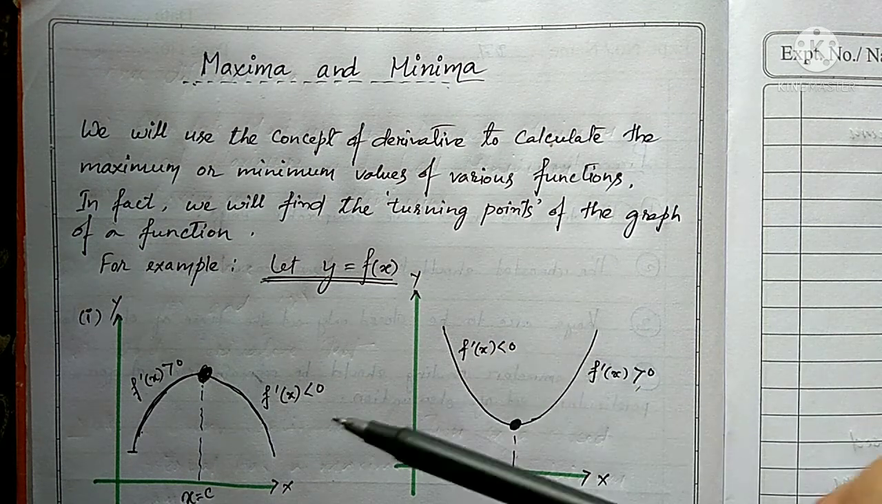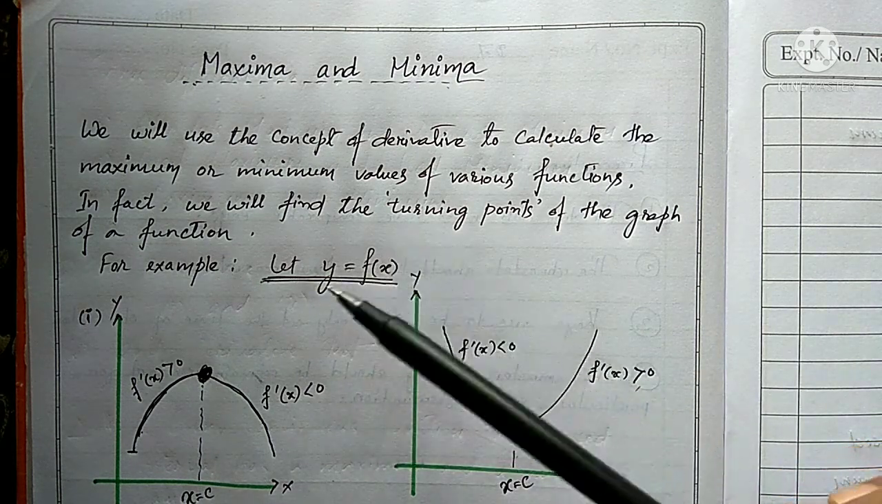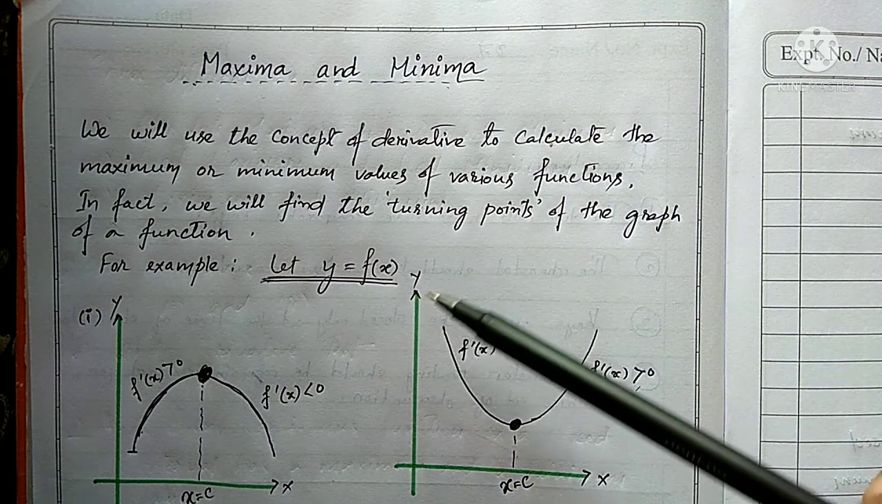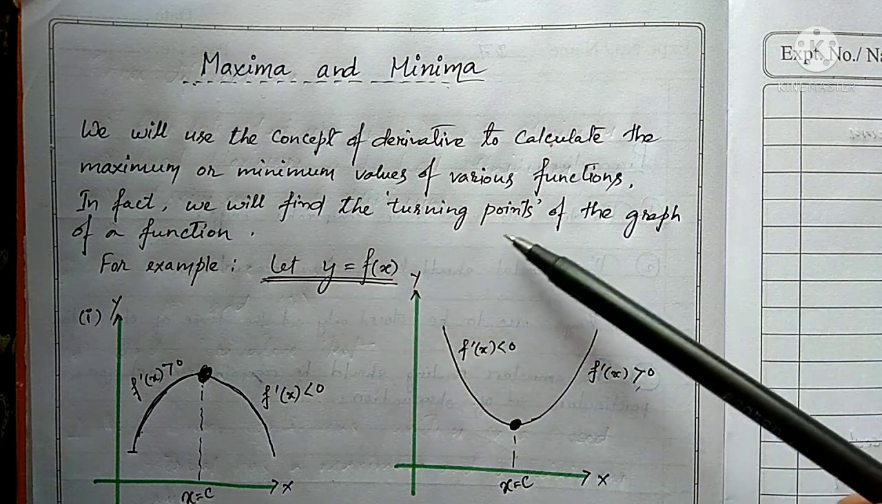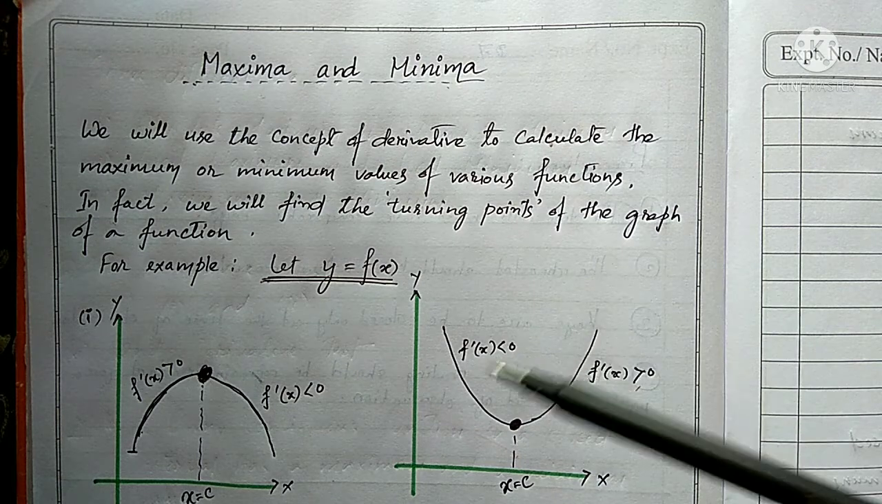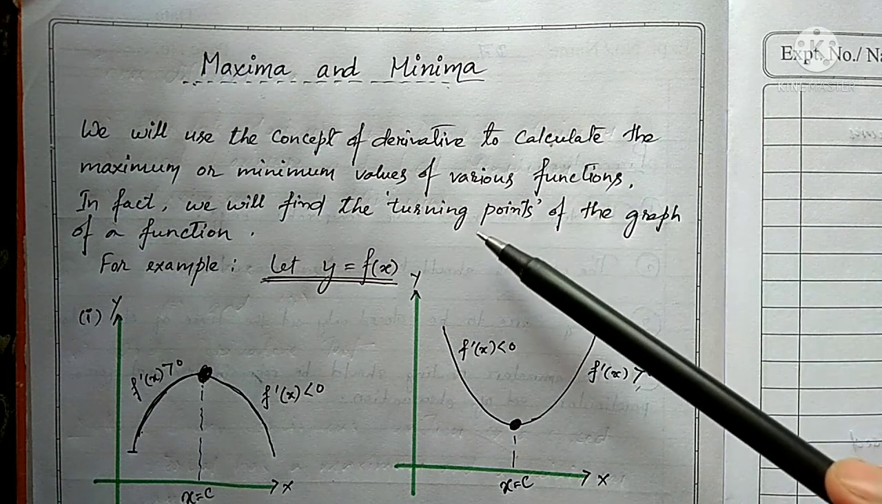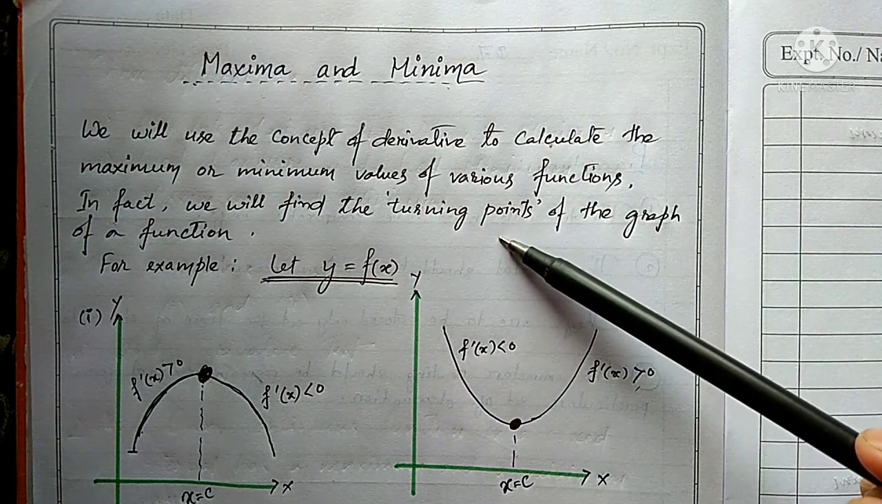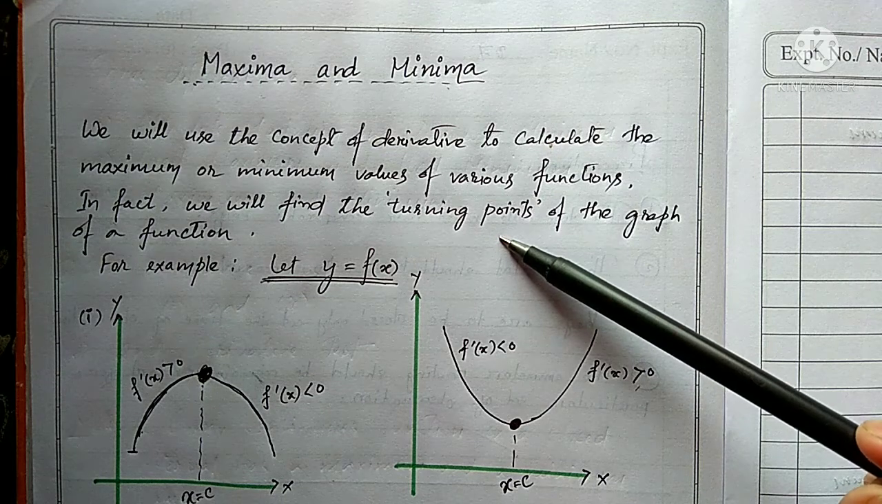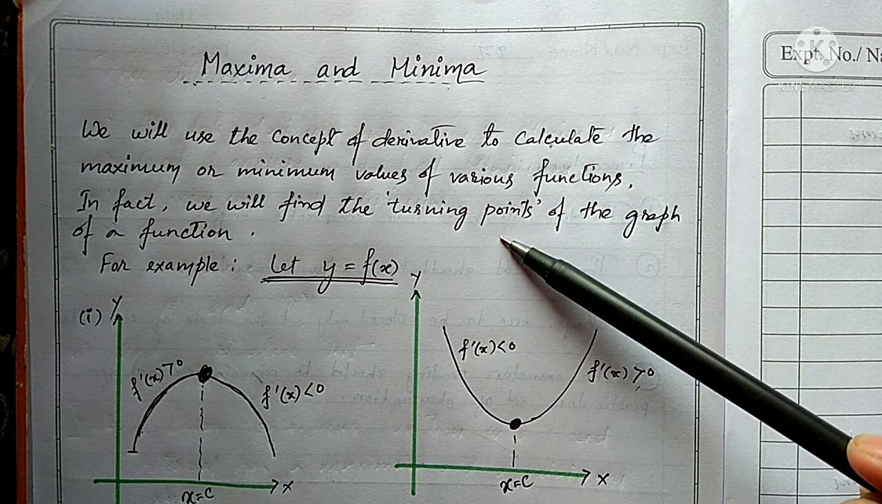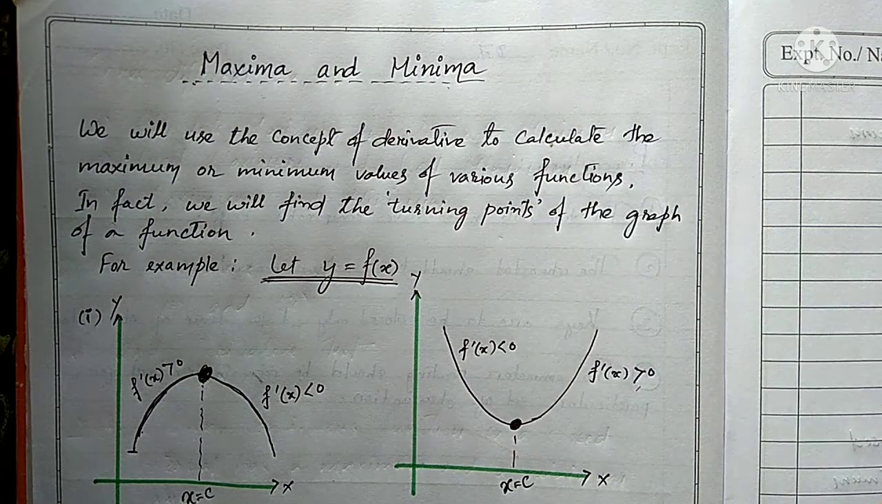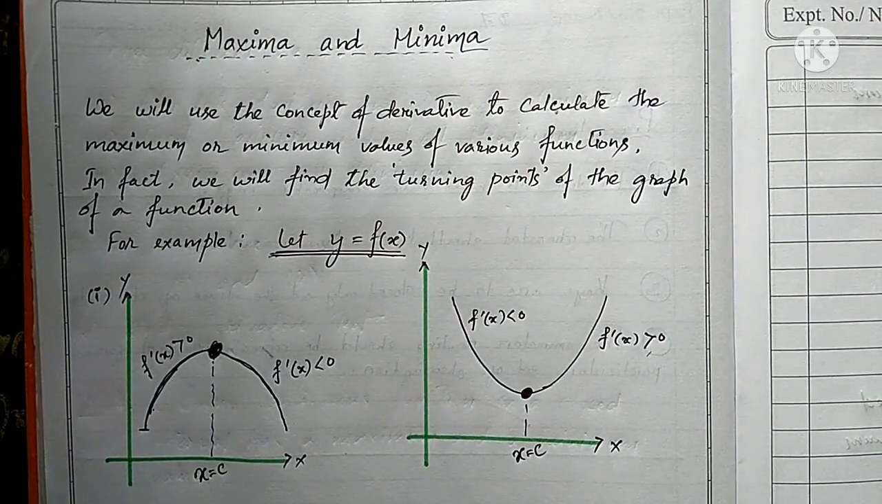Now how can we find out the maximum and minimum? We will find the turning points of the graph of a function. The main point here is turning points. How can we find out the turning point? For this we have to consider two examples. As you see here, two examples are drawn. First of all, the first example is here.